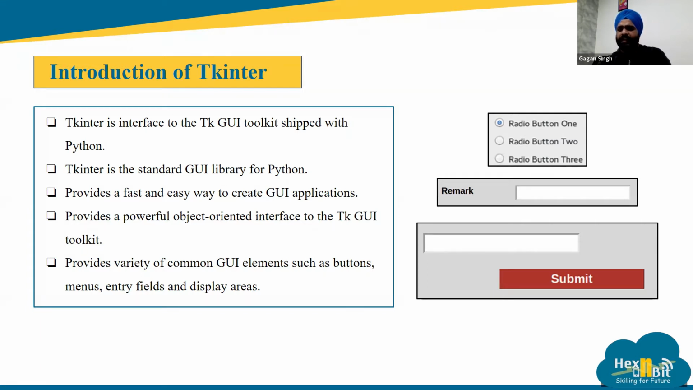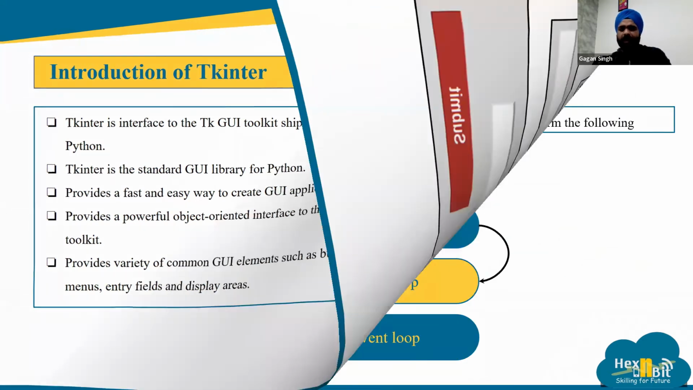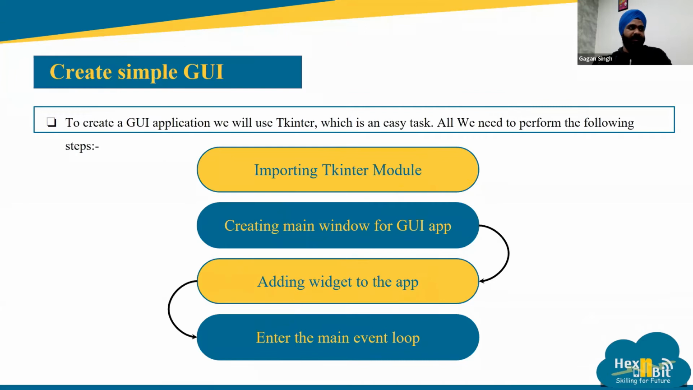It provides a variety of common GUI elements such as buttons, menu, entry field, display areas. So there are different kinds of GUI elements provided by it, which you can use in order to interact with the system, right? So we will be going through some of them. The simple steps for creating a GUI are importing the Tkinter module, creating the main window for the GUI, adding widgets to it, and entering the main event loop. So if we talk about creating a GUI in Python, it is as simple as performing these 4 steps.